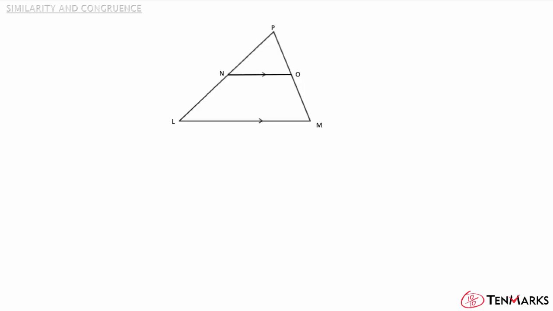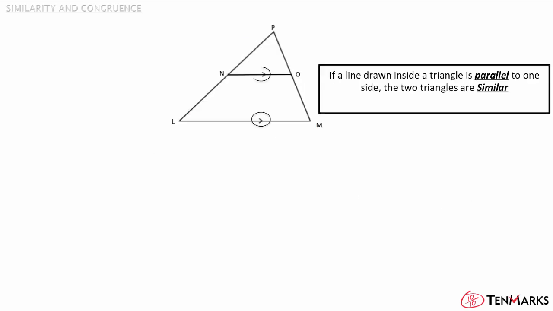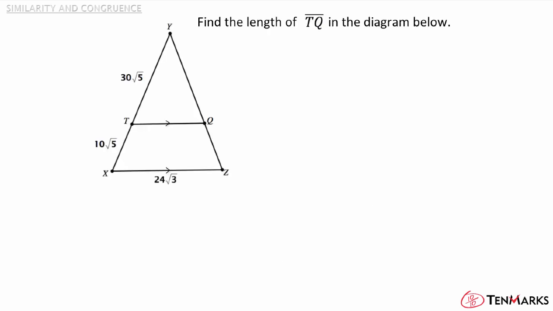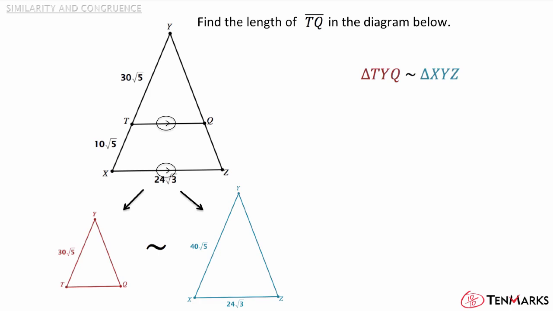Are these two triangles similar? They are. If a line is drawn parallel to a side of a triangle, then the two triangles are similar. Try the following problem. Find the length of TQ in the diagram below. The first question you need to answer is, are the triangles similar? Since TZ is parallel to XZ, the triangles are similar.